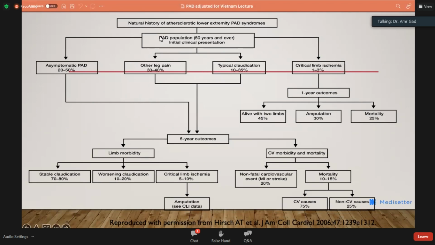If we are talking about a population with peripheral arterial disease, 50 years or older, they are divided into four main categories. Asymptomatic patients with peripheral arterial disease include up to 50% of the patients; they are still not symptomatic. Patients with leg pain due to other causes are between 30 and 40%. The other two categories present with symptoms: typical claudication, and we will see what claudication means, is between 10 and 35%. Critical limb ischemia, which is severe ischemia impending limb loss, is between 1 and 3%. These are the main categories.